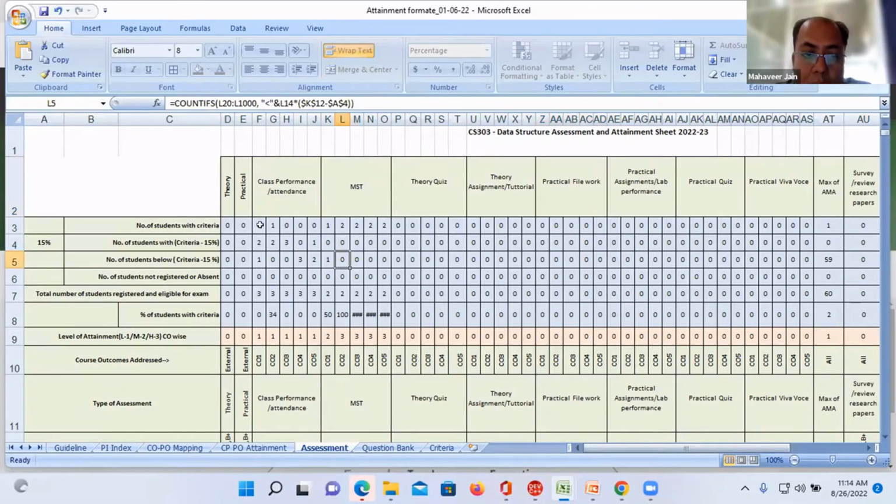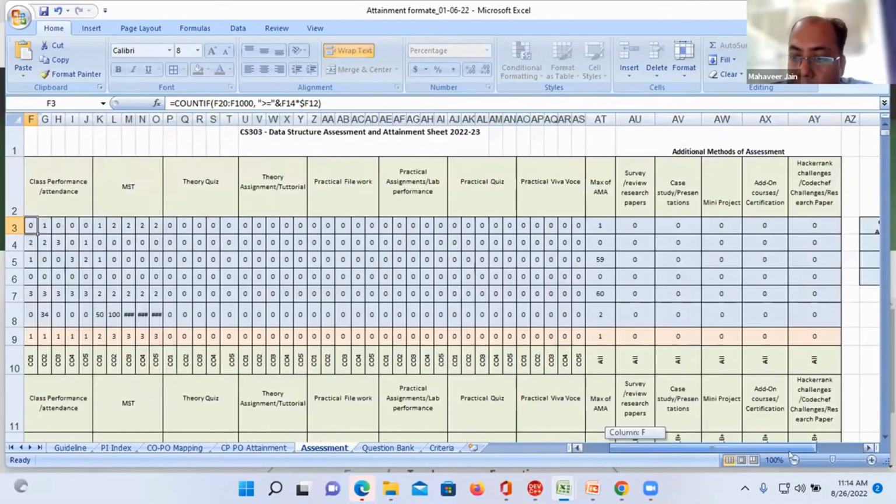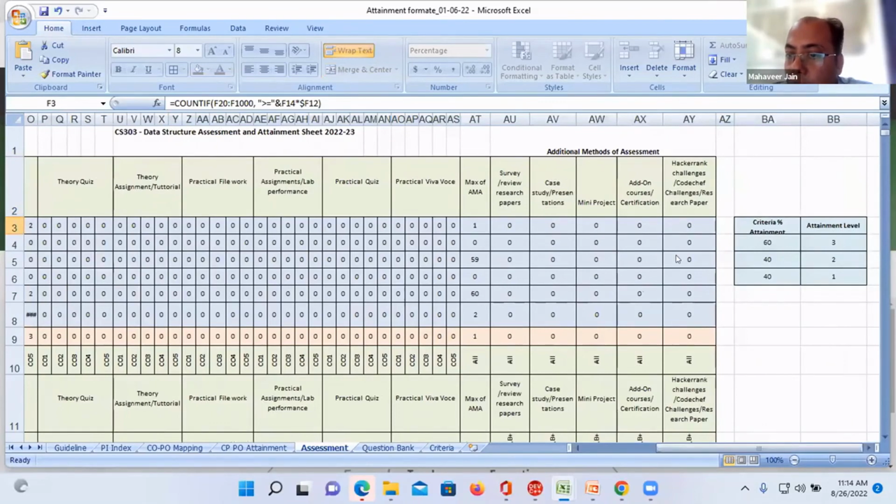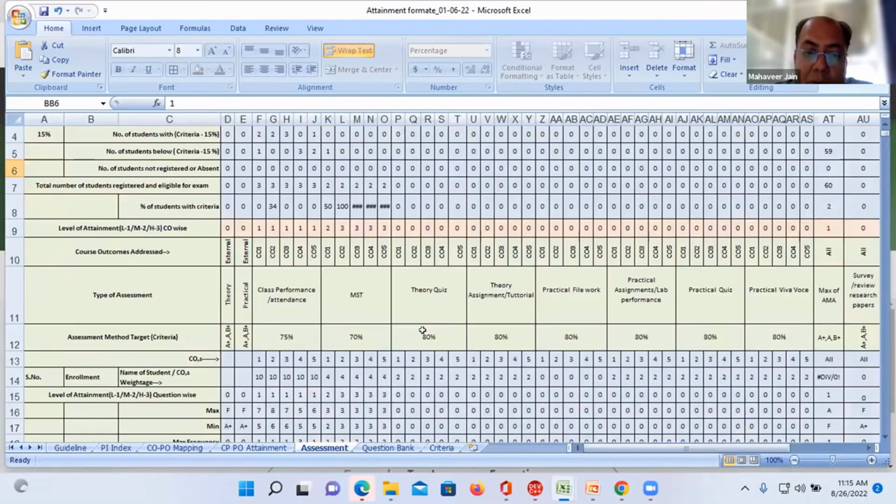How? This one. So you see the formula, number of students with criteria. What is the criteria? This is the criteria, you are seeing the highlighted one. So I have decided 60% of students getting a particular criteria, then I go to 3, 2 or 1. So what is my criteria? The criteria can be different for different methods. Like for class attendance, I have decided my students should attend at least 75% of classes.